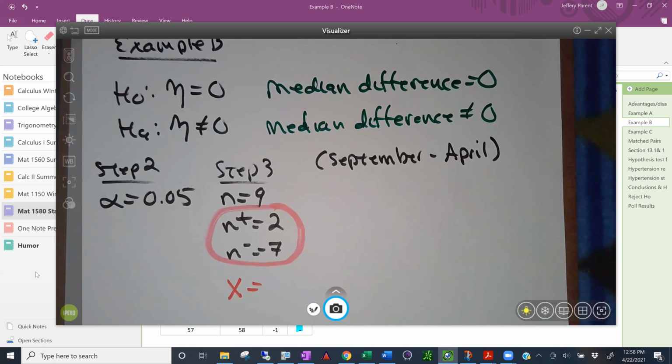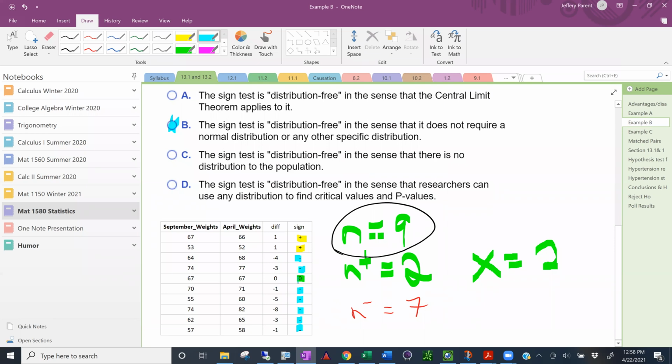And looking at the data, we have to throw out anything that turns into a zero because that's not positive or negative. So you're losing some of the data right off the get-go. If you then count the number of positive signs, I got 2. Number of negative signs, I got 7. Your test statistic, in this case, when the number of pieces of data you have is so small that it is less than 25, your test statistic is going to be just the smaller of these two numbers. So in our case, x is 2.